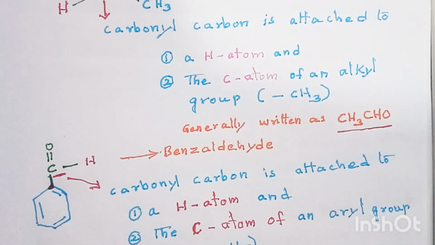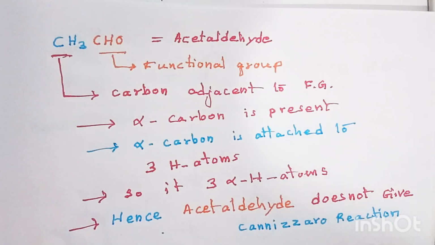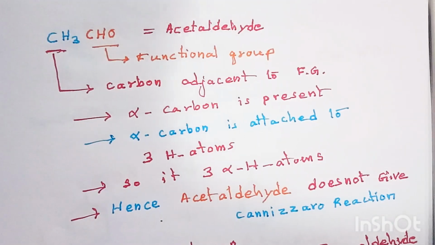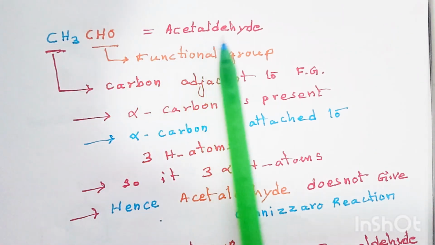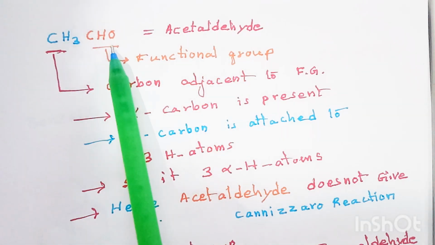Is that clear? Now let us see the example of acetaldehyde. Acetaldehyde is CH3CHO. The functional group is CHO.